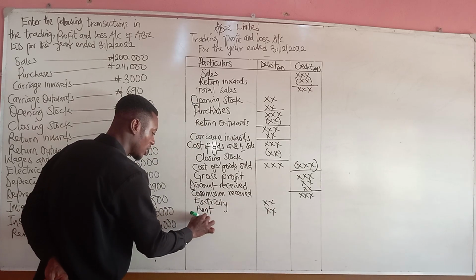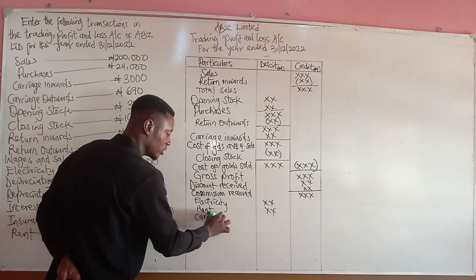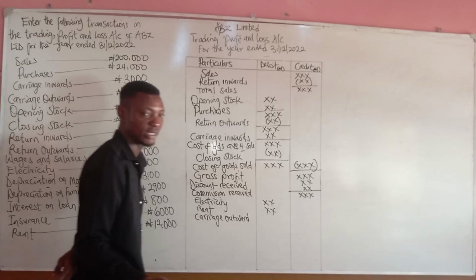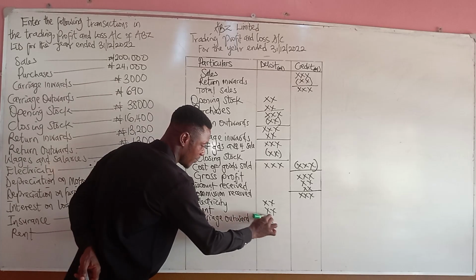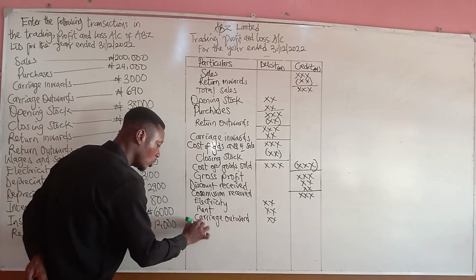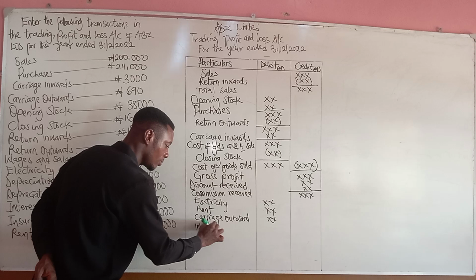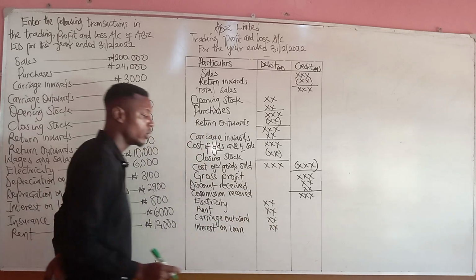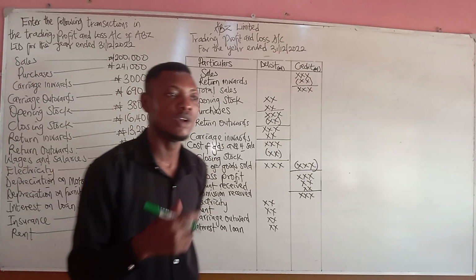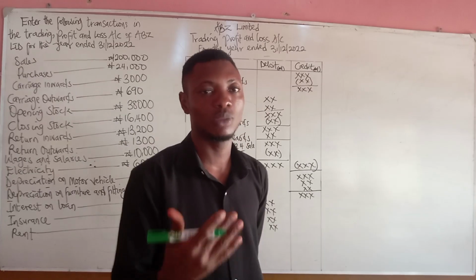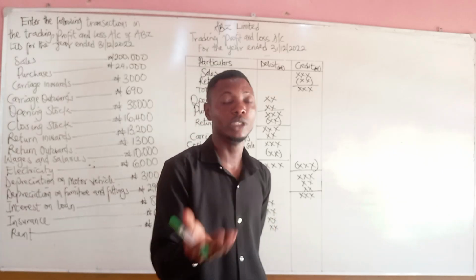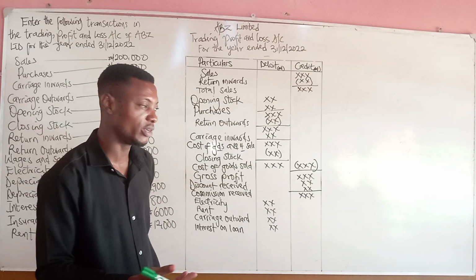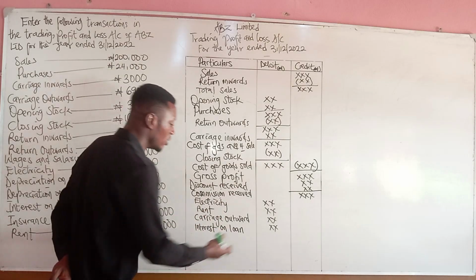I have my carriage outwards. Carriage outwards is an expense, more or less like an after-sales service that was rendered to our customer. Here, say interest on loan. Now, the loan itself is not an expense, but the additional interest that we spend while on the loan becomes an expense because we are spending more than we receive. We are giving back more than we receive.